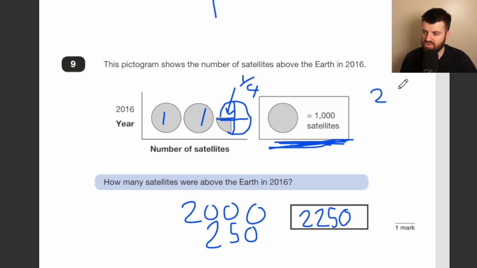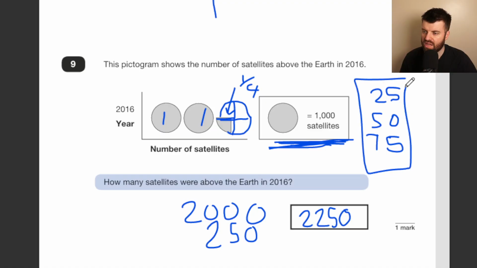2,250. How did I know straight away it was 250? Well, I know that a quarter of 100 is 25. 2 quarters is 50. 3 quarters 75. You need to know these facts. So if it's out of 1,000 instead, it's 10 times bigger, which got me 250.